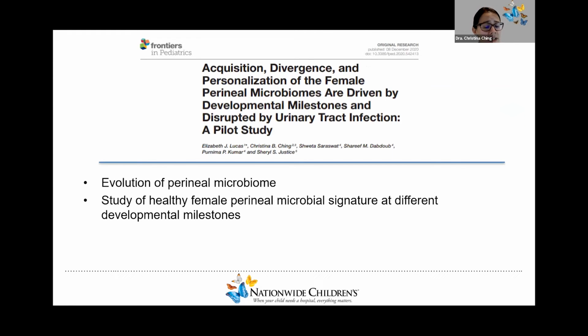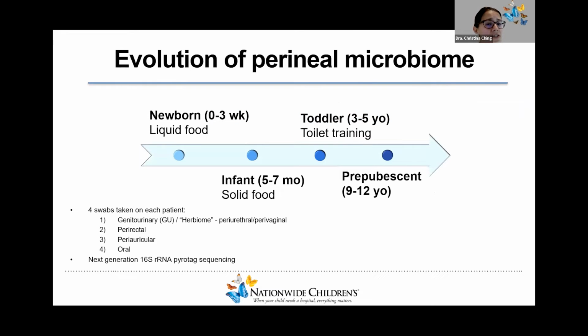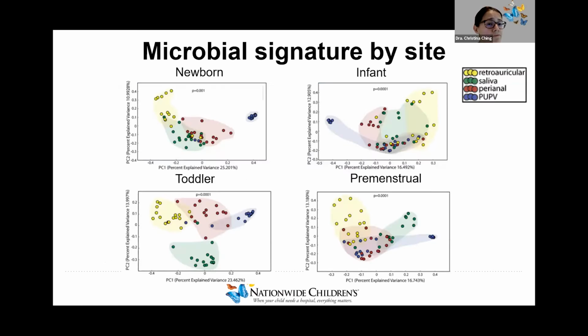I was involved in a study, as Dr. Reed alluded to, to characterize the evolution of the perineal microbiome of healthy female pediatric patients, particularly at different developmental milestones. In this cross-sectional study, we collected 4 swabs of female patients at specific developmental milestones during childhood, starting with newborns, infants, toddlers, and prepubescent girls that were really premenarcheal. We collected swabs of the periurethral perivaginal area, a perirectal swab, a periauricular swab, and an oral swab.